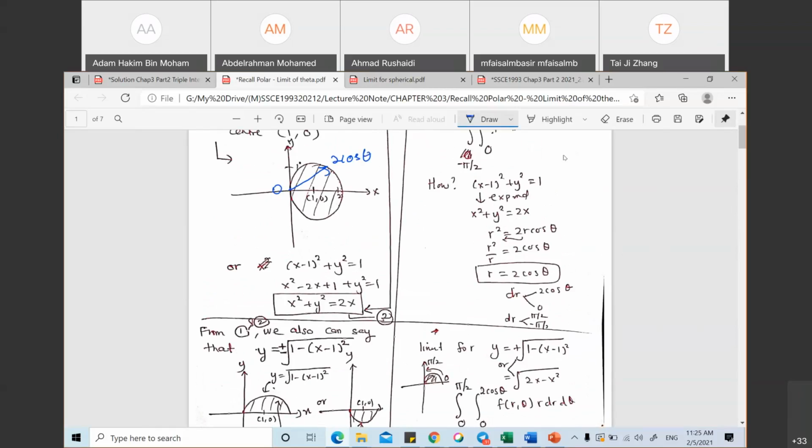Your angle from here to here is 0 to pi over 2. Sorry, we have 2 here at the bottom. Another one is here, so you have negative pi over 2 to pi over 2. But this is special. Your r is from 0 to 2 cos theta, same as here. Everything is the same.